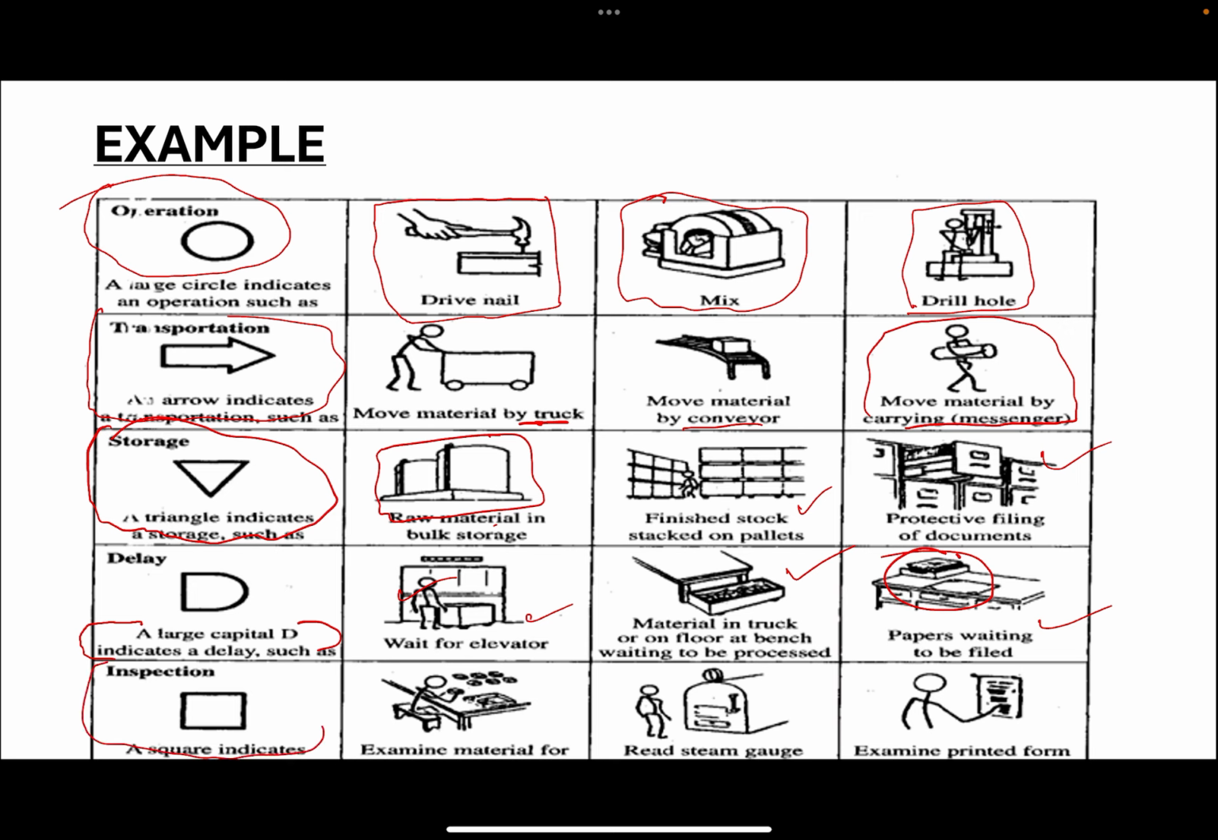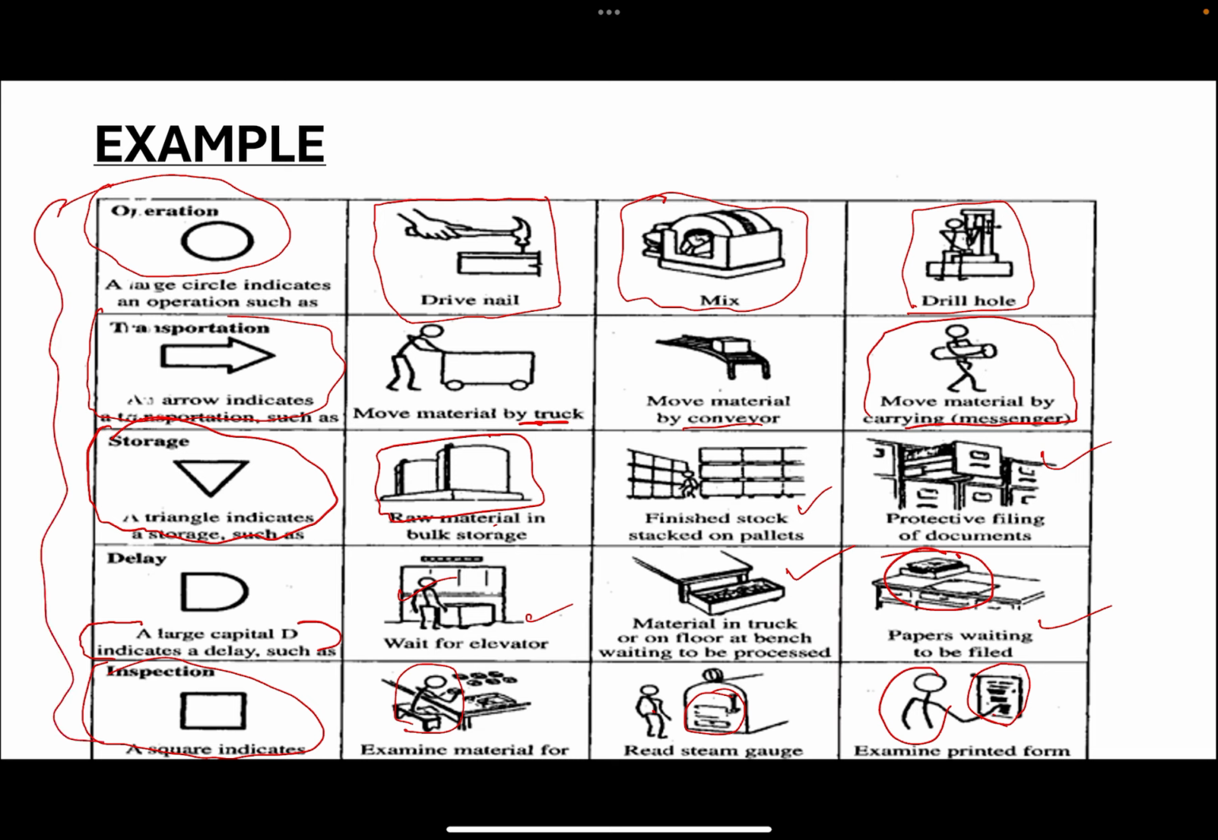And then you have the inspection. Okay, this is a square. So here you can see that a worker is examining the material for any fault or defect, and then the worker is reading the steam gauge readings. Okay, and then here the worker is examining the printed form. So these all come under inspection. So these are the elements of work.